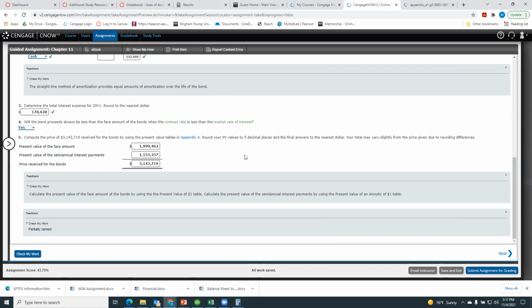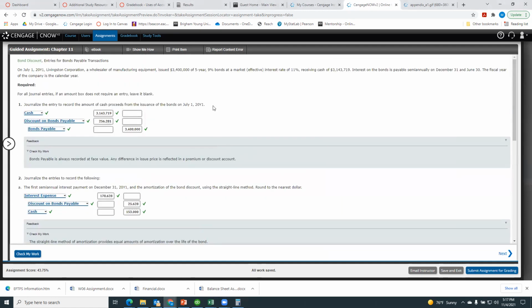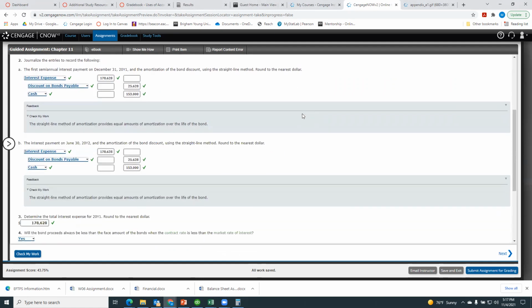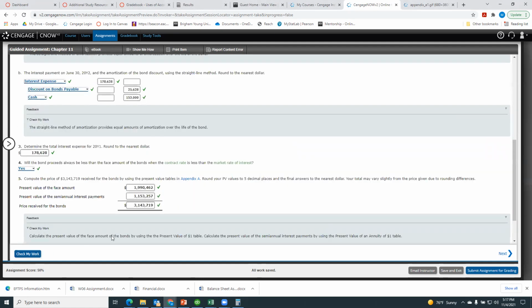So what they're trying to show us here is the process by which bond prices get set. We know that the bond is going to pay us 9% for 5 years, but that the market interest rate is 11%. So to figure out what the price of those bonds, or how much cash we should actually get for those bonds, we're going to discount the face value, 5 years at the market interest rate. I should say 10 interest periods at the market interest rate of 5.5% per interest period. And then we're going to discount the cash payments the bond makes, also 10 periods at 5.5%. So that's the process by which bond pricing happens.